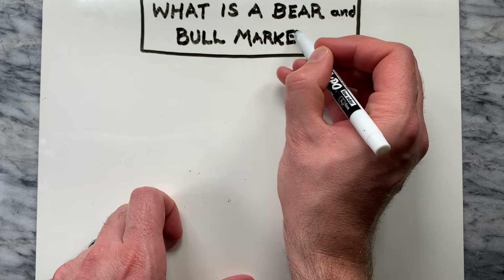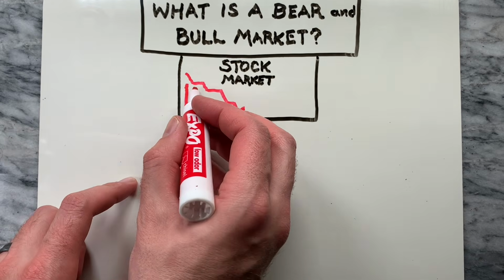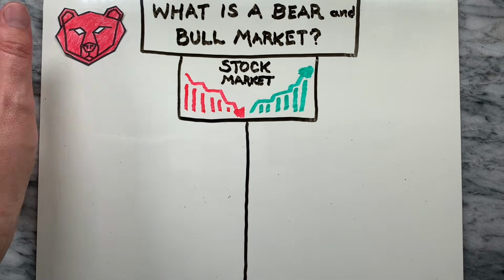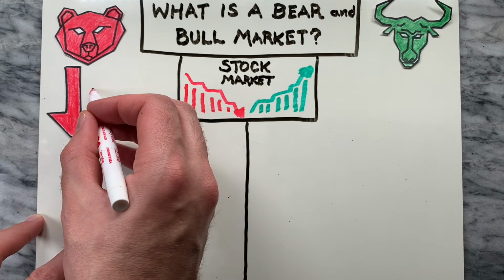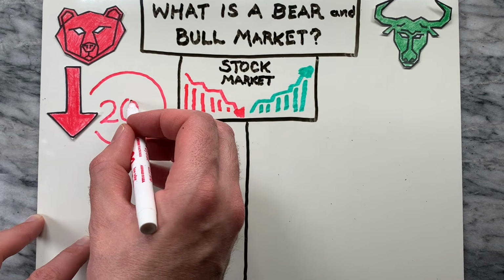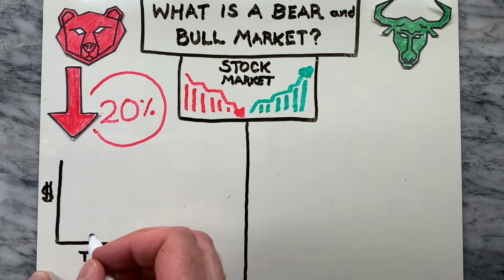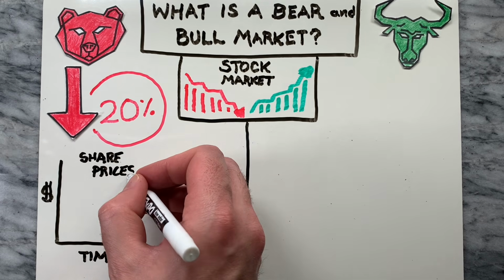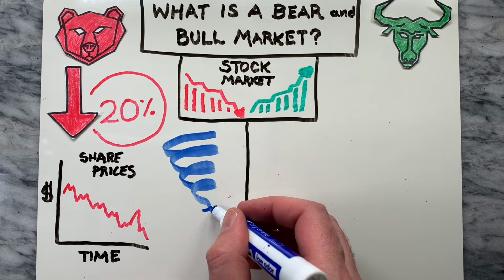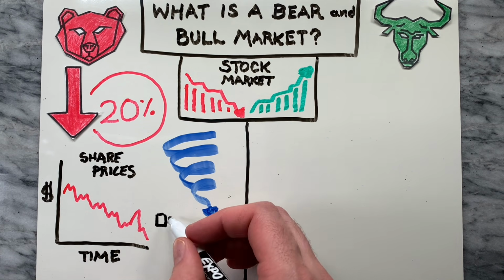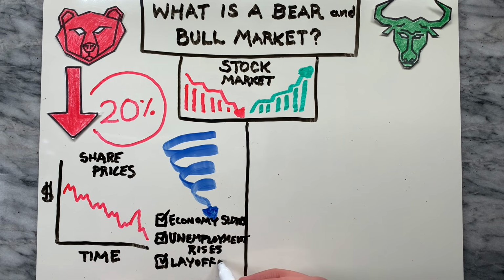The terms bull and bear are frequently used to describe how stock markets are doing, whether they are depreciating or appreciating in value. In simple terms, a bear market is one that is in decline and is considered a true bear market when it has fallen 20% or more from recent highs. In a bear market, share prices are continuously dropping. This results in a downward trend that investors believe will continue. This belief, in turn, perpetuates the downward spiral. During a bear market, the economy slows down and unemployment rises as companies might begin laying off workers.